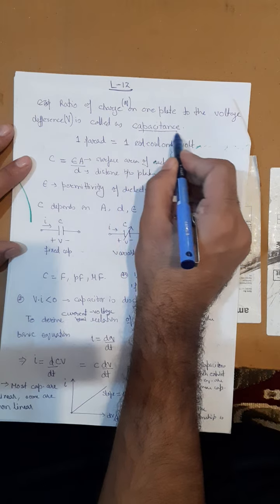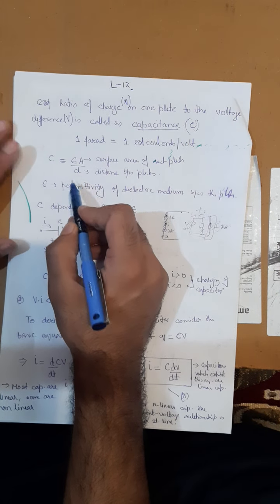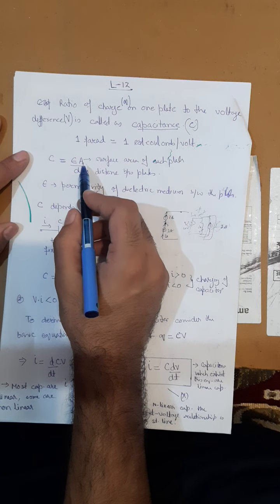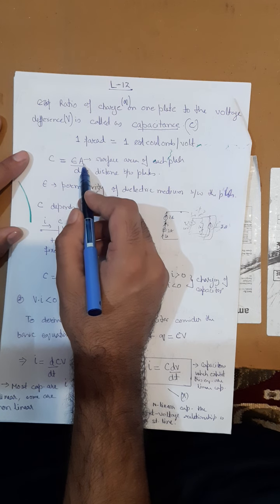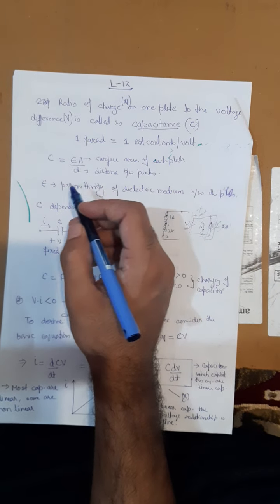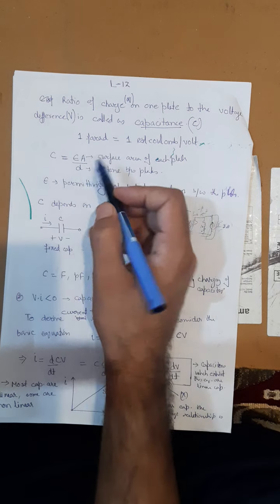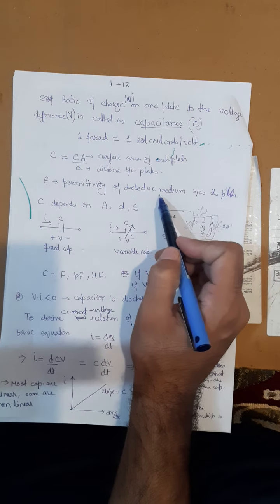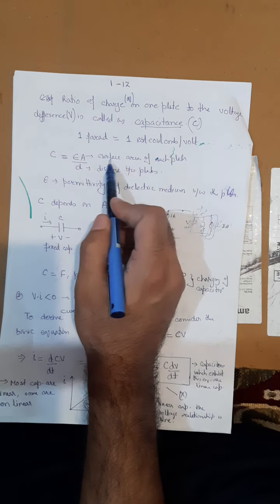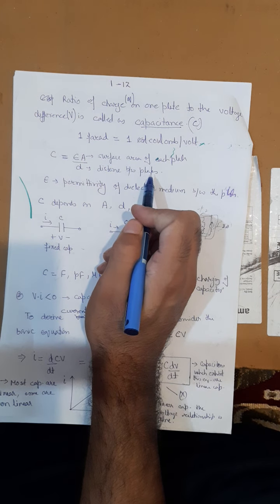What will this capacitance C depend on? I told you C depends upon the distance between the plates, the surface area of each plate, and the permittivity of the medium between the plates. The formula for C is epsilon A by D, where epsilon is the permittivity of the dielectric medium between the plates, A is the surface area of each plate, and D is the distance between the plates. Got it?